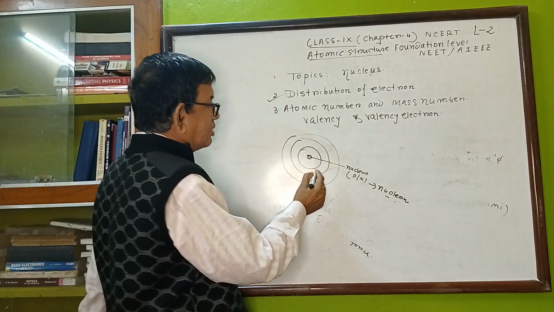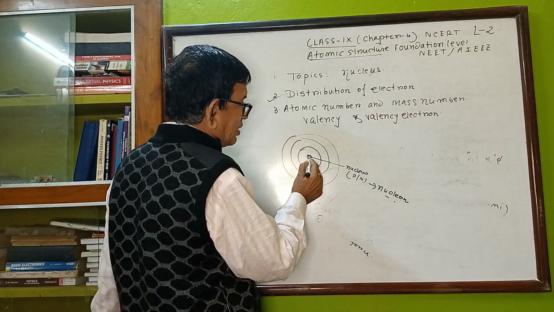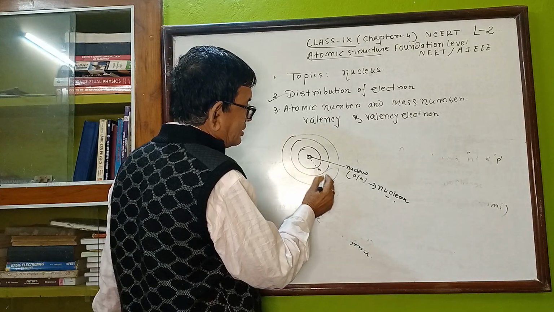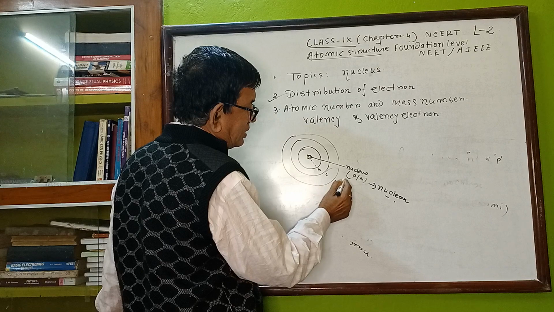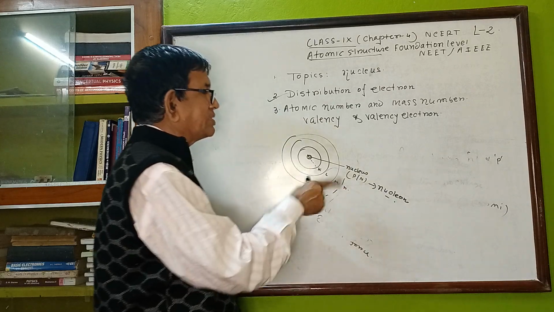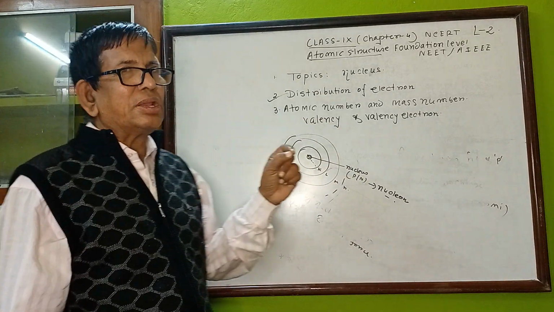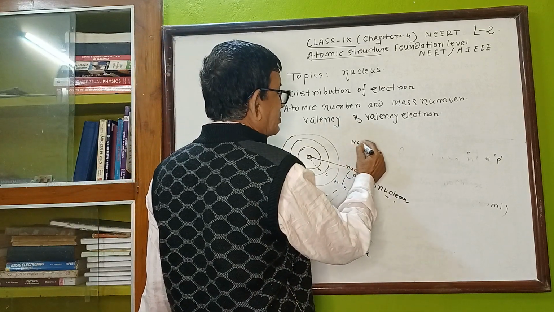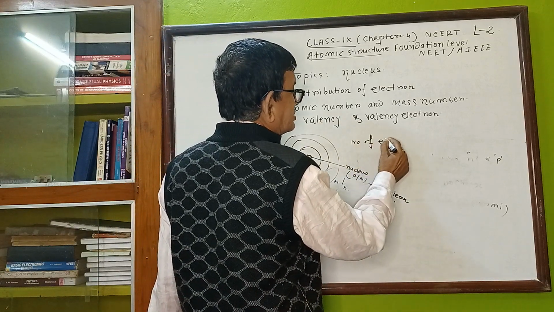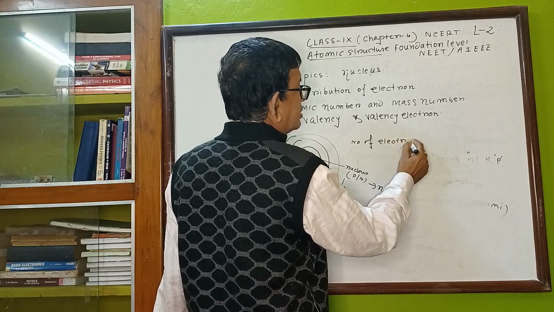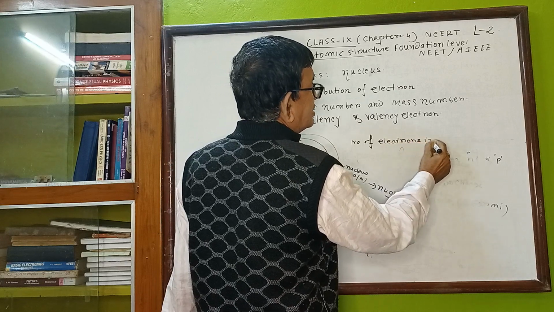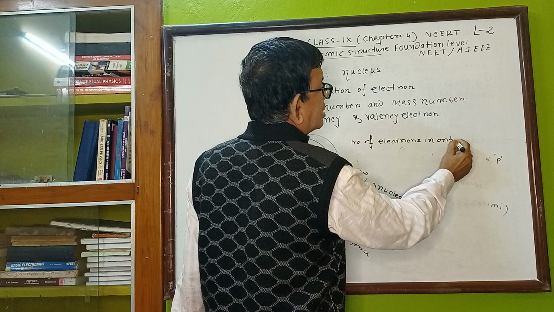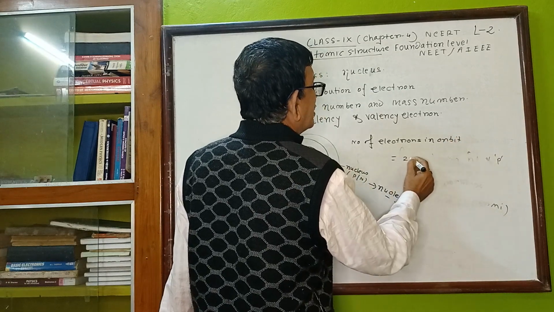Now these are different orbits. The first orbit from the nucleus is K orbit, then L orbit, M orbit, in this way N orbit. So many orbits are there. How many electrons are there in an orbit is governed by a formula. Number of electrons in an orbit is equal to 2n square.